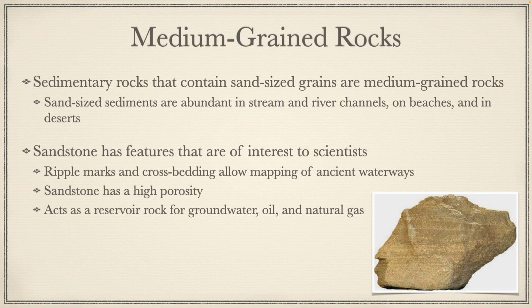Medium-grained rocks. So sedimentary rocks that contain sand-sized grains are medium-grained rocks. So sand-sized sediments are abundant in stream and river channels, on beaches, and in deserts. Sandstone has features that are of interest to scientists. Ripple marks and cross-bedding allow mapping of ancient waterways. But sandstone has a high porosity, which allows it to act as a reservoir rock for groundwater, oil, and natural gas.